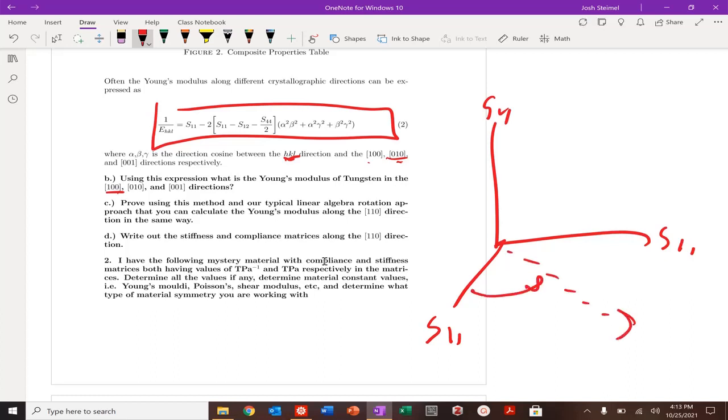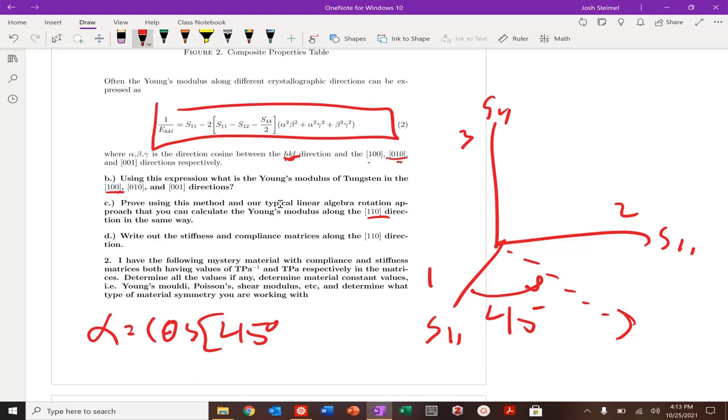So this would be equivalent to rotating around my 3 axis, counterclockwise by 45 degrees to get to my 1, 1, 0 direction. So let's just calculate it out here. If I look at my alpha, the angle, so the cosine of what angle? Well, it's going to be between my HKL indices, which is 1, 1, 0 and 1, 0, 0. So that's going to be cosine of 45 degrees.